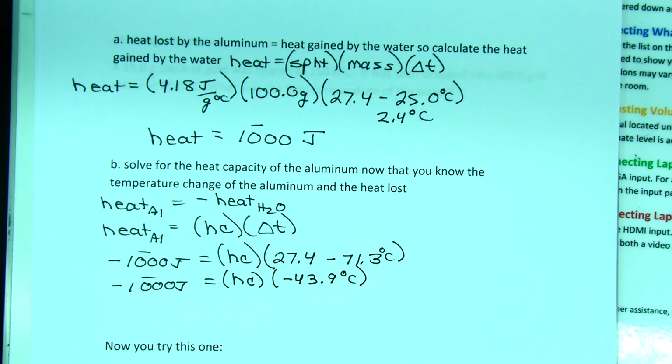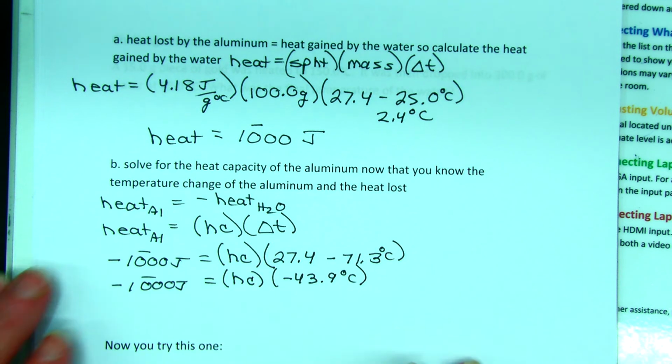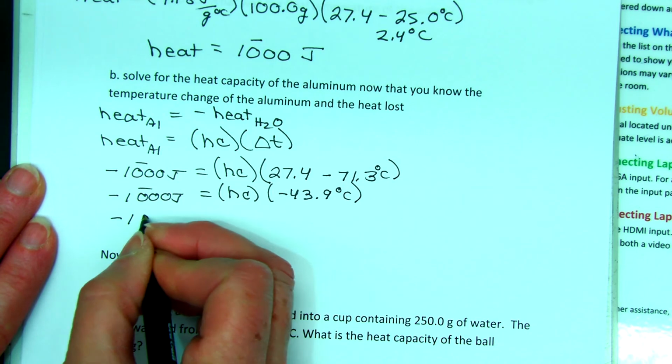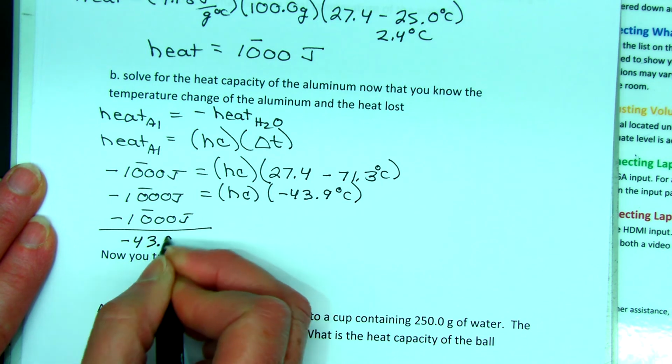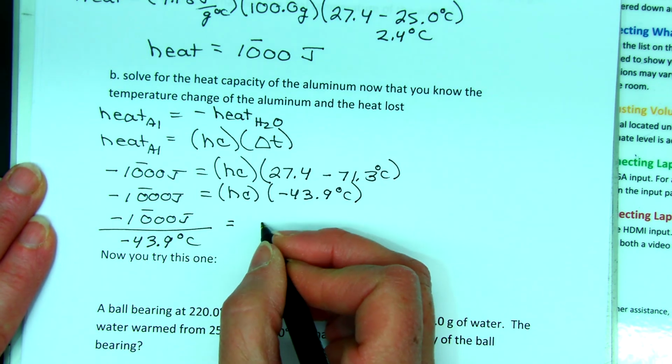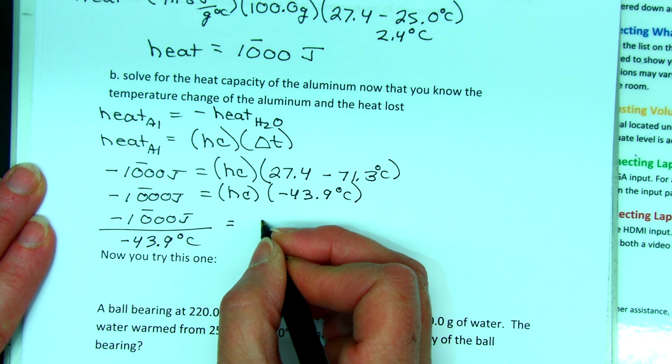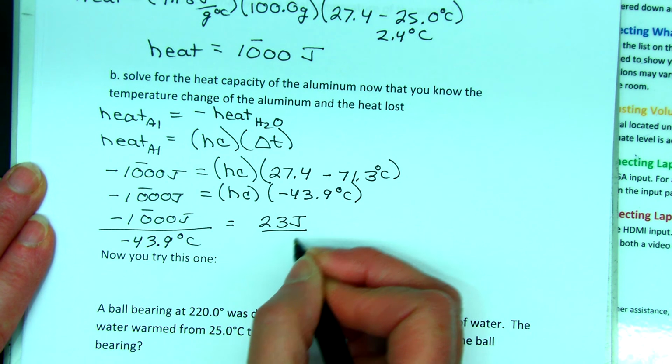Now you see here that I put that negative sign in front of the energy and I have a negative temperature change because the aluminum is cooling off. And that's where that whole negative number business comes in, because if I didn't put the negative sign on the left, I wouldn't have two negative numbers. I'd have a negative number being set equal to a positive number, and that wouldn't work, right? So now I rearrange: negative 1,000 joules divided by negative 43.9 degrees C gives me a positive number, 23 joules per degree C.